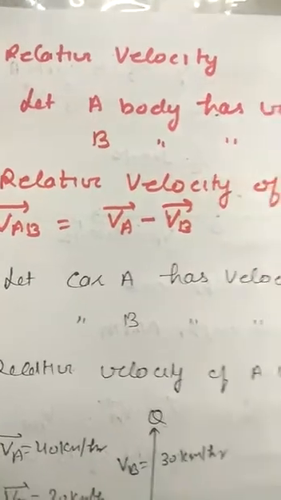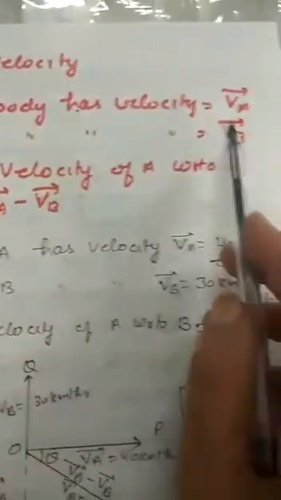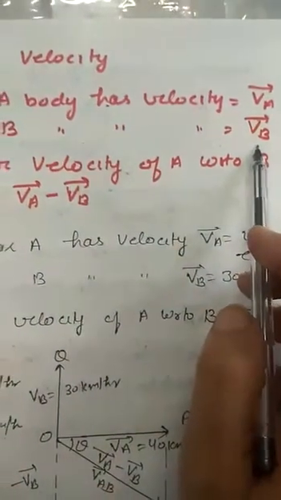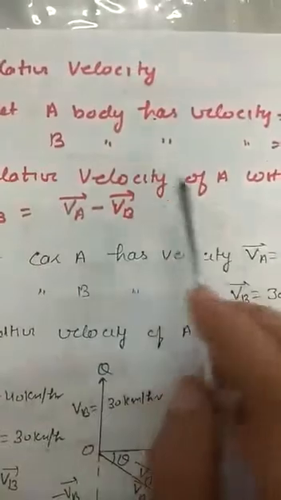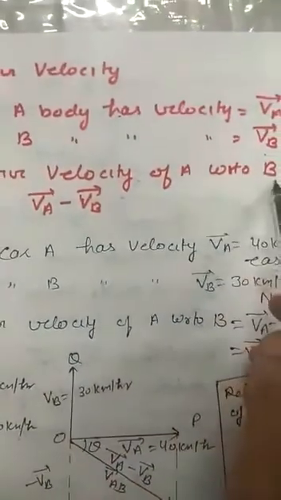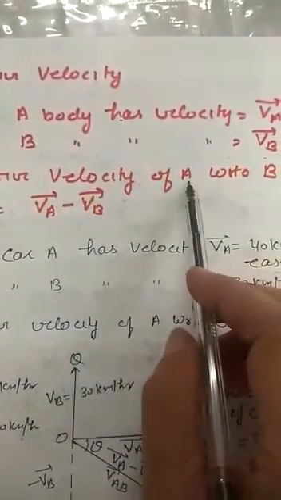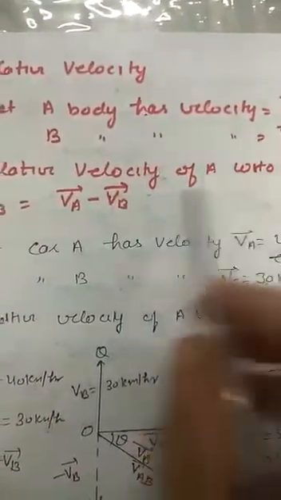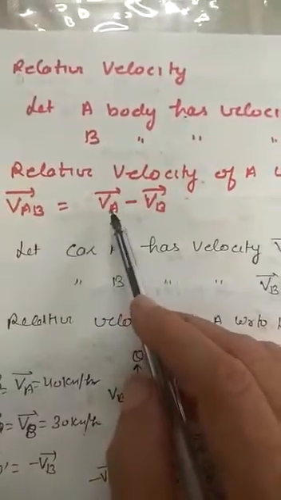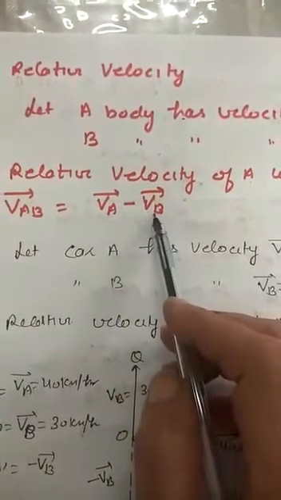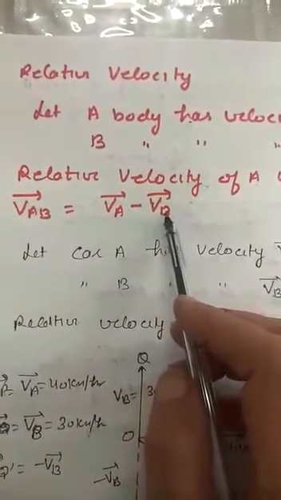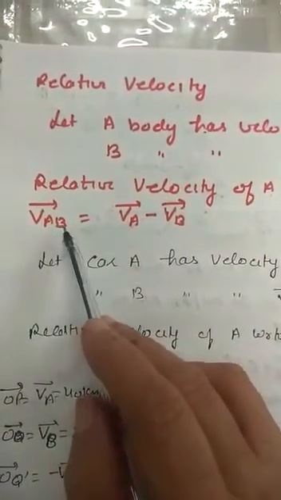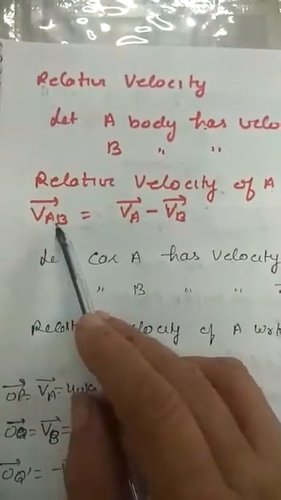relative velocity. Means if body A has velocity VA and body B has velocity VB, we have to find the relative velocity of A with respect to B. Means how A will appear to be moving to B. That is the relative velocity of A with respect to B, and it is equal to VA minus VB. With respect to whom we have to find it, we subtract that one. And this is represented by vector VAB, the relative velocity of A with respect to B.